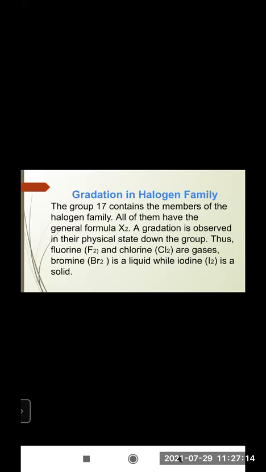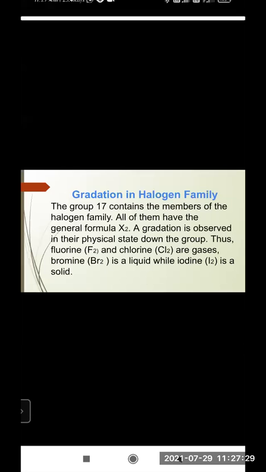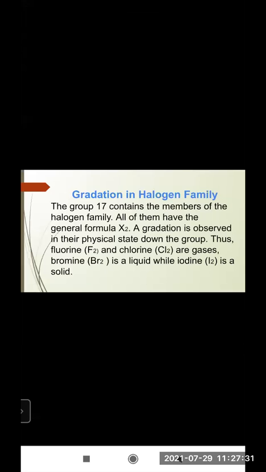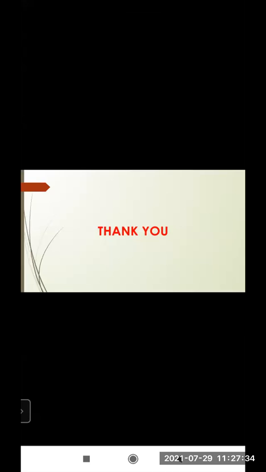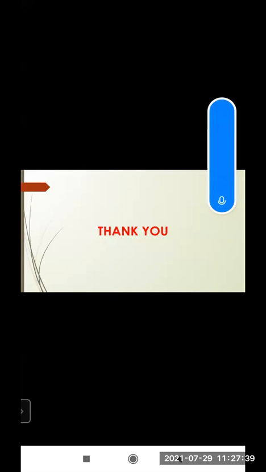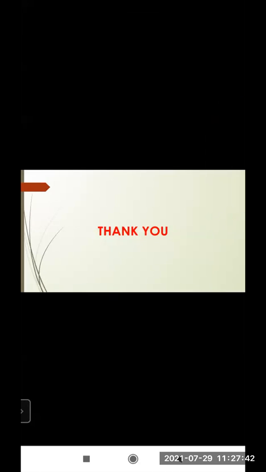Now what you have to do: whatever exercise is given on page number 28 and 29 of the textbook, you have to write all the questions and answers in the notebook and learn them, because this lesson is very important from the exam point of view. If you have any doubts regarding today's session, you can ask. As I told you, the homework is the exercise given at the end, on page number 28 and 29. Write all the questions and answers in the notebook and learn them.